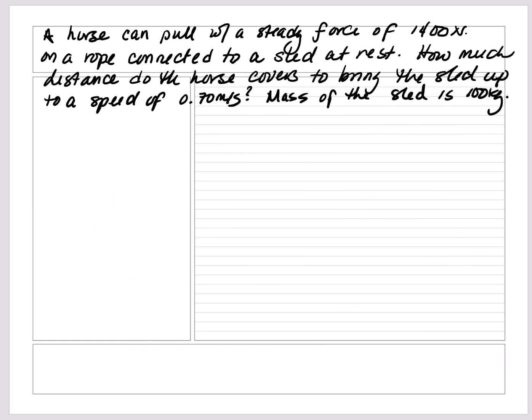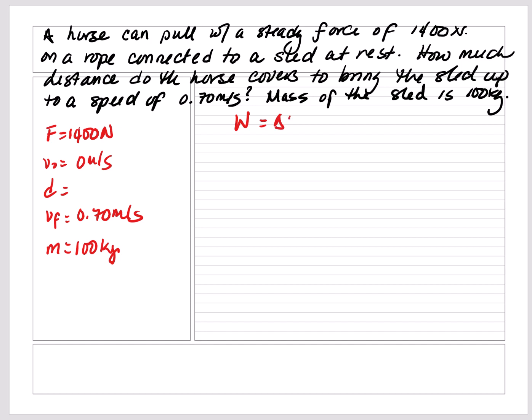This one is also conservation of energy. It has a steady force of 1400 newtons connected to a sled that is at rest, so V initial is 0. We're looking for the distance it takes to bring the sled to a final speed. And then my mass is given as 100 kilograms. Again, if you don't know where to start, identify the variables. I notice this is the work changing kinetic energy theorem, so this is KE final minus KE initial.